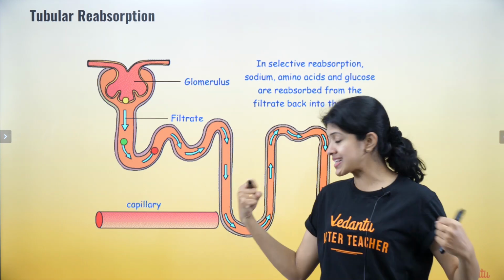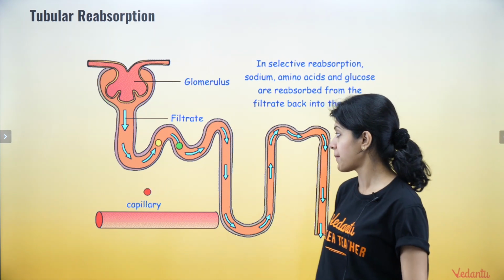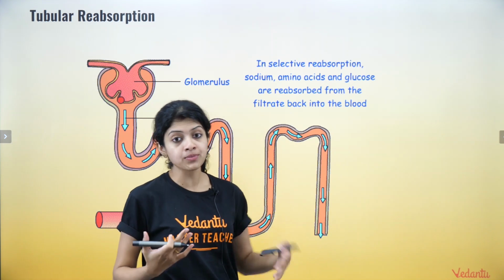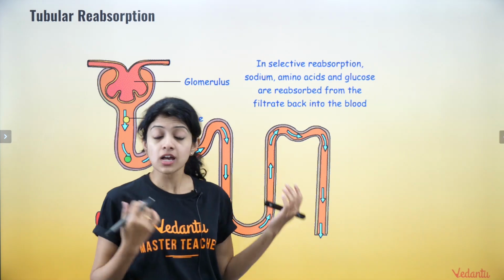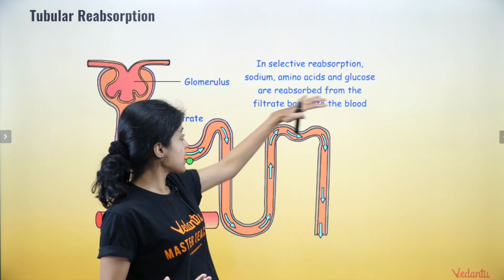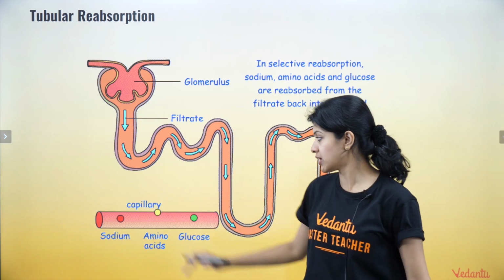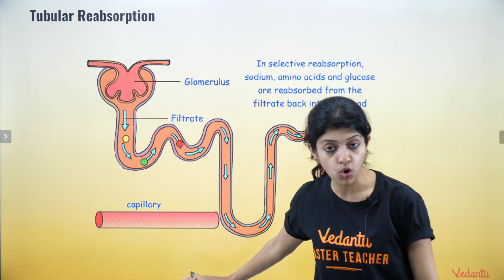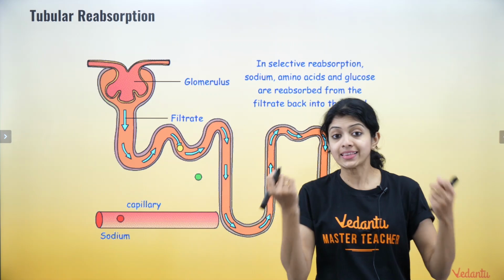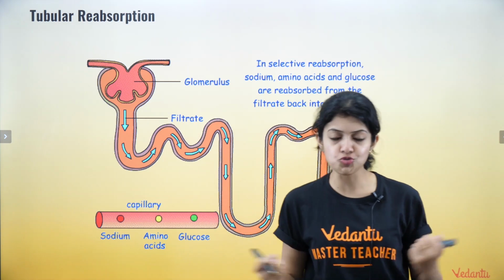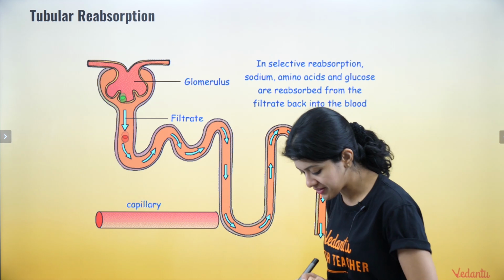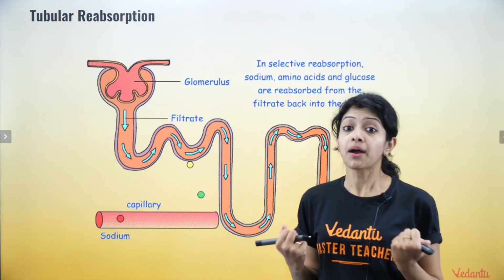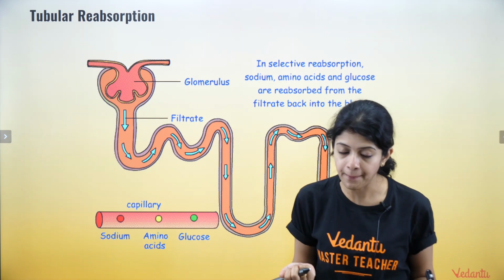So it ends up retaining or reabsorbing a lot of water and a lot of other useful substances like salts, like sodium, chloride, amino acids and glucose, which are the nutrients. They get reabsorbed from the filtrate back into the blood. If you can see here, it's sodium, amino acids and glucose, and of course water also, that commonly get reabsorbed into the bloodstream. Okay, children, so filtration has happened and reabsorption of some of the useful substances has also happened.